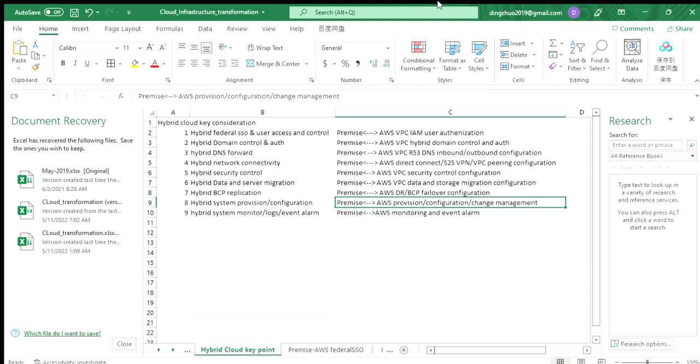Number 7 is the hybrid BCP replications. The DR and BCP strategy or scenario is one of the things we're always going to encounter when we talk about the cloud, because the cloud is one of the ways to come up with cost-effective scenarios to not just expand the workload capacities as a service, but also provide high resilience and high availability for the existing premises workload.